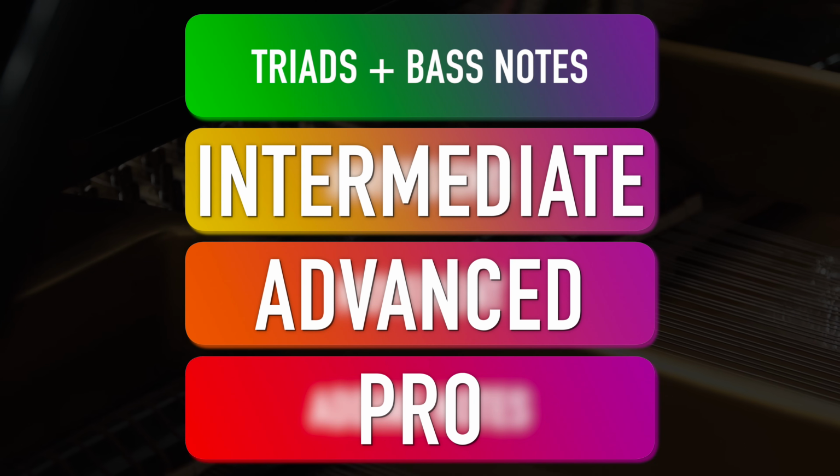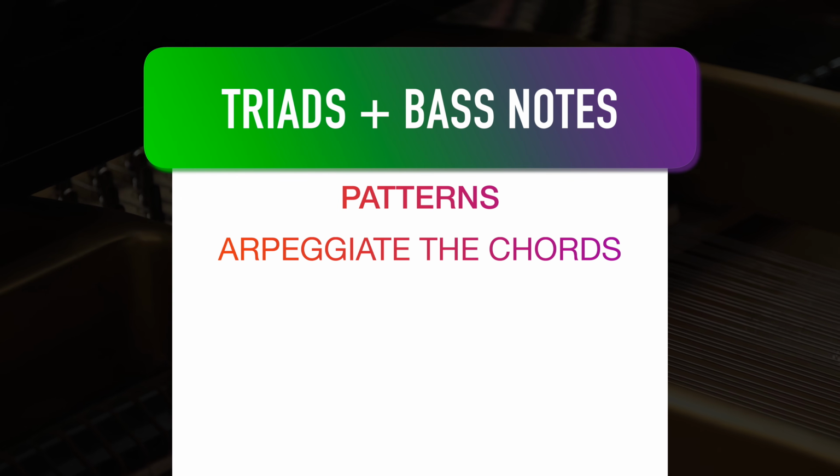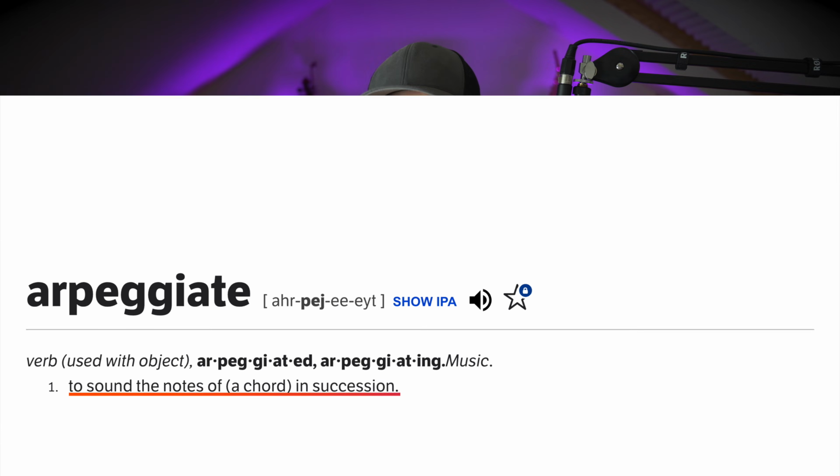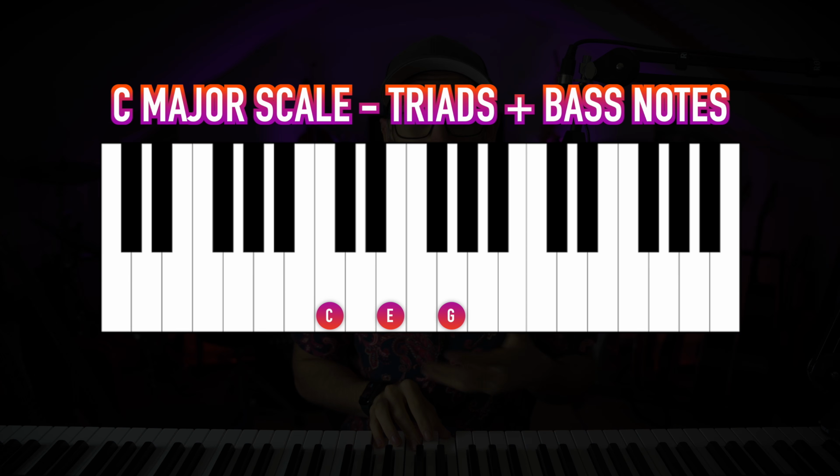Okay, so how do we take this concept and use patterns in order to make it more interesting? Well, the first thing that we can do is arpeggiate the chords. And arpeggiate just means to separate the notes in the chord. So instead of playing a C major chord like this, I could play it like this. This will be a way of arpeggiating the chord.